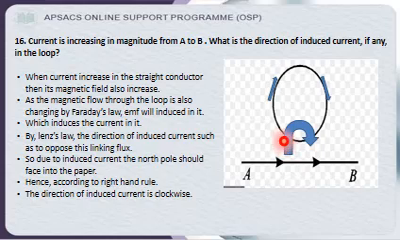So these arrows tell us about the direction of induced current in this loop. It is from right to left, and according to this rotation we can say that it is clockwise rotation. So the direction of induced current is clockwise.